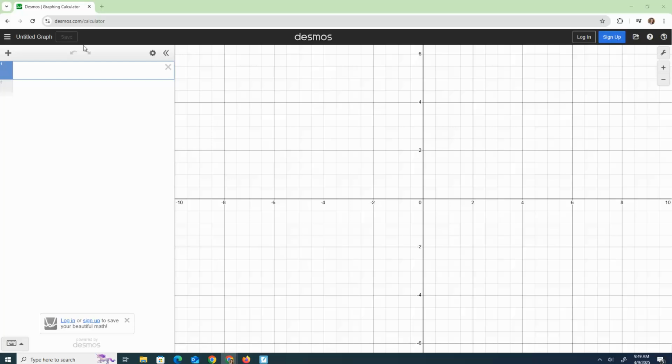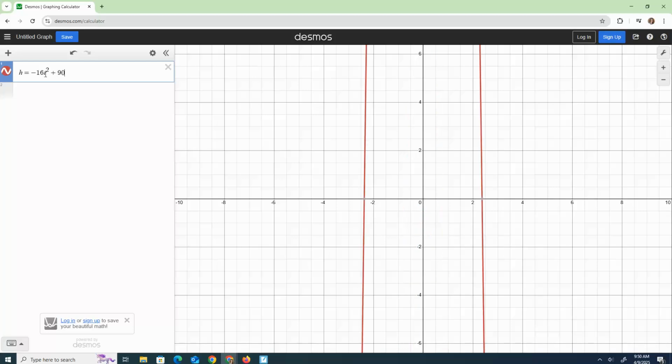All right. We are going to type in the equation that was given to us. It actually doesn't even matter what the variables are. Desmos is pretty smart, so it doesn't have to be x's and y's. We can use what's given. So I'm going to type in the whole thing. H equals negative 16 t to the second. So you have to use that little caret to type it in. Plus 90t.